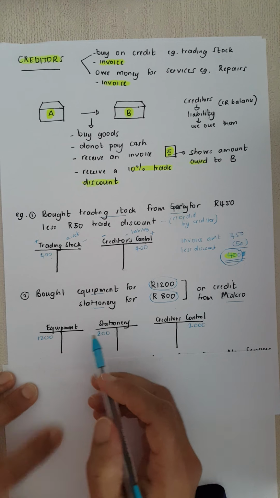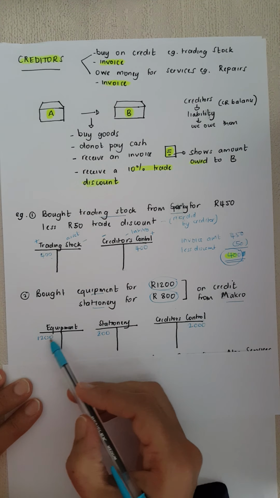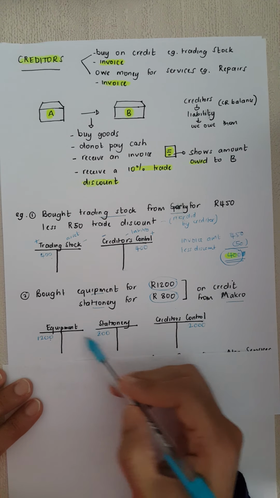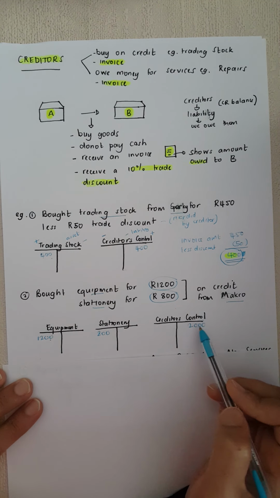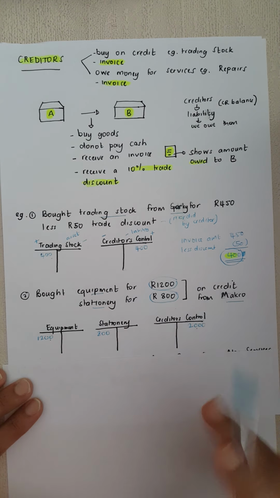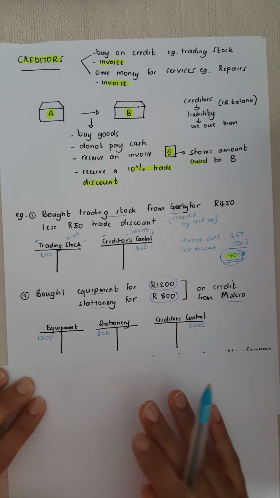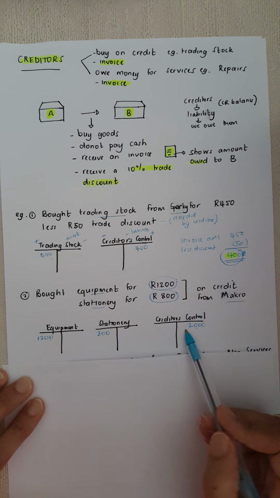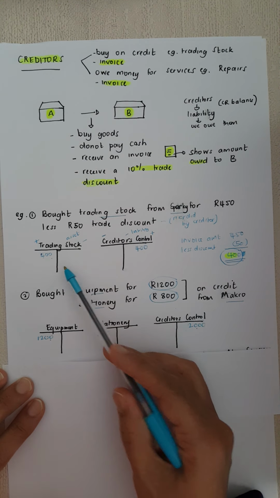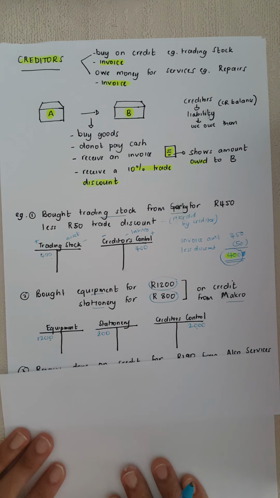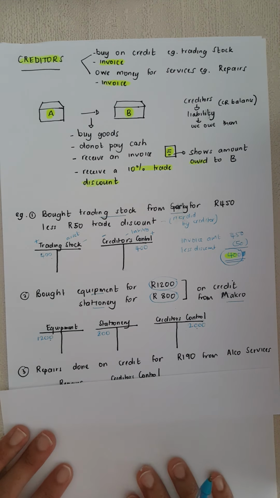Can you see what has happened here? I've bought equipment on credit and I've bought stationery on credit. They have debit balances, and my credit goes into my creditors control amount. We're going to go through the creditors journal later. I just want you to understand the T accounts for now. So can you see we are crediting the liability, and then we are debiting either the stock or the equipment or the stationery. Let's look at this one here where it's a service.